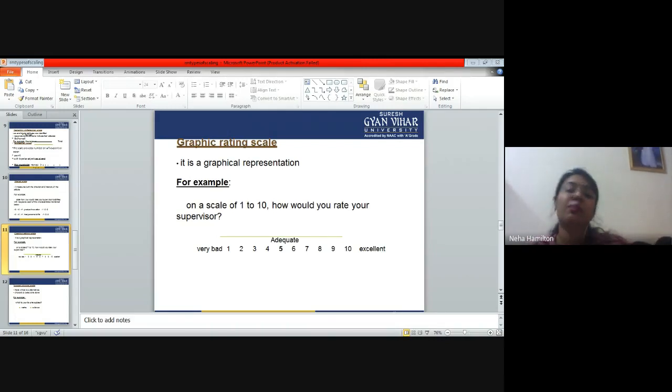So these are the important types of scales that I wanted to discuss, and these will give you a good idea of how and when to use each scale. That's it from my side. Today we have discussed scales.